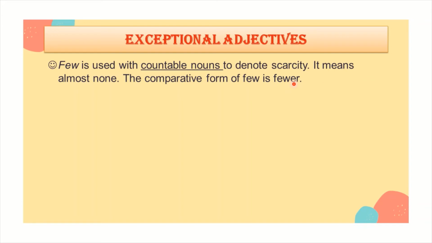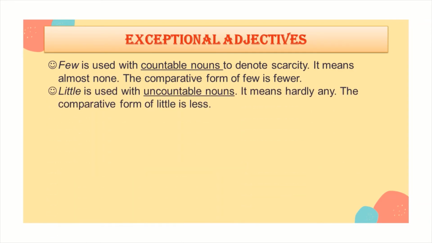So what two things do you have to remember? That few can be used with countable nouns, and when we are changing few into comparative degree, it will become fewer. Okay, next is little, which is used with uncountable nouns. Little is also an adjective which is used with uncountable nouns. Okay, you can see the difference. Few is used with countable, little is used with uncountable. And when little goes into comparative form, it will be less.